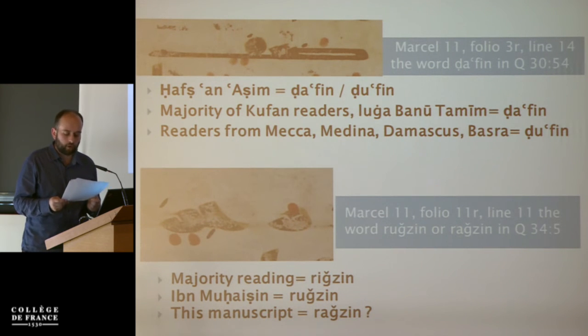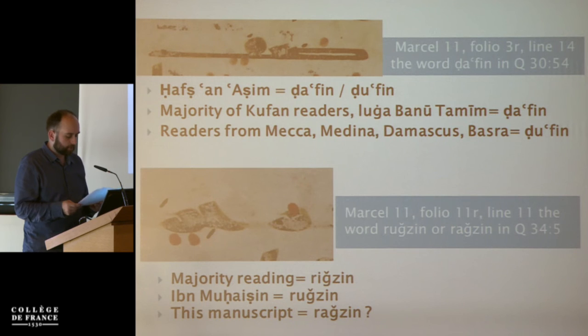Also in Marcel 11, in folio 11 recto, line 11 in Surah 34, verse 5, the variant rajzin can be found, which is unknown to the works on variant readings. The works cite instead the reading rujzin and attribute the reading to the reader Ibn Muhaysin from Mecca. Then again, the reading in the manuscripts could be interpreted as rujzin, maybe. However, the majority reading in this verse is rajzin.